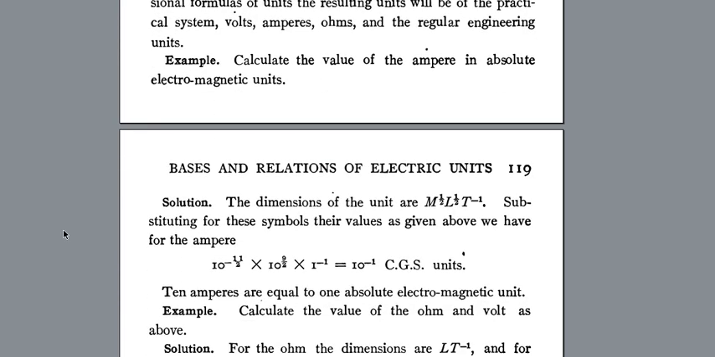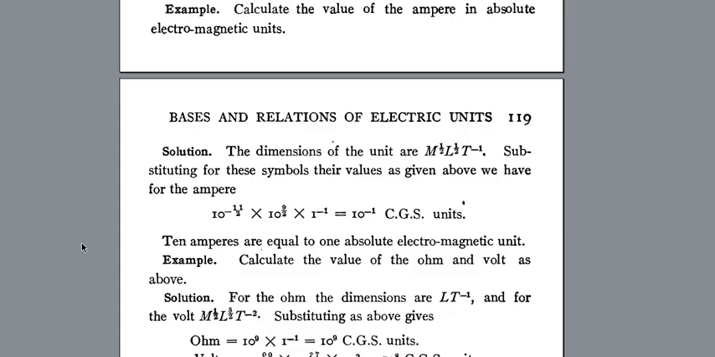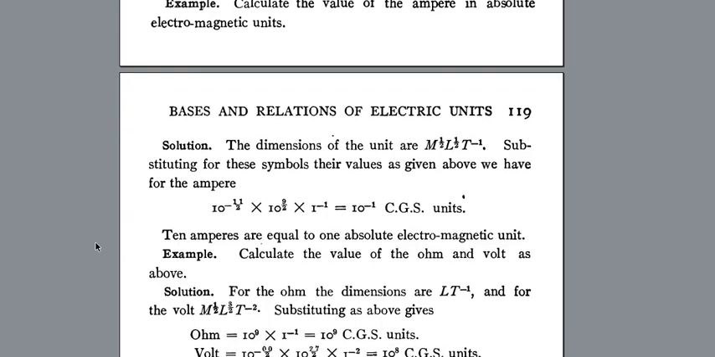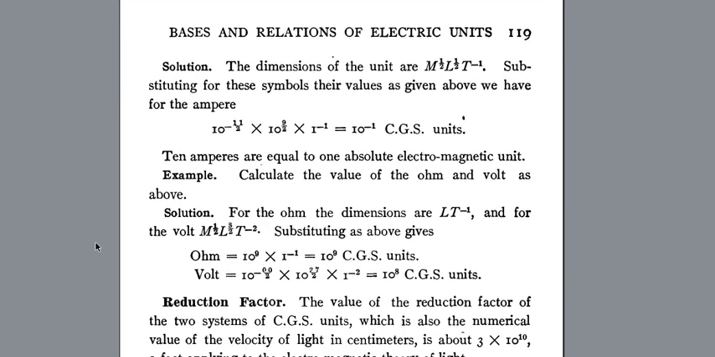Example: calculate the value of the ampere in absolute electromagnetic units. Solution. The dimensions of the unit are mass to the 1/2 power, length to the 1/2 power, and time to the power of -1. Substituting for these symbols their values as given above, we have for the ampere 10 raised to the power of -11 over 2, multiplied by 10 raised to the power of 9 over 2, multiplied by time raised to the power of -1, equals 1 multiplied by 10 raised to the power of -1 CGS units. 10 amperes are equal to 1 absolute electromagnetic unit.